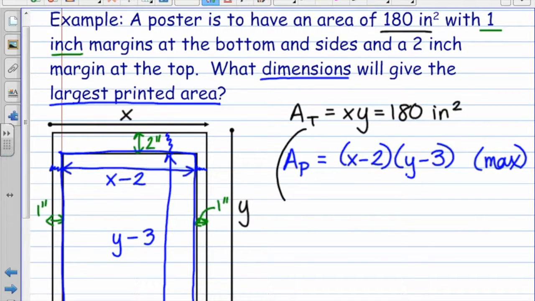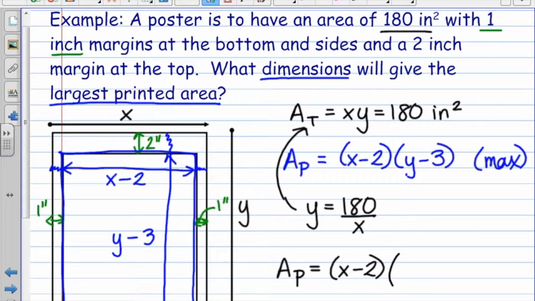So then the area of the printed portion is x minus 2 times y minus 3. And now my problem again is that I have two variables on one side, so I'm going to take that first equation and solve for y, so I get 180 over x equals y. I'm going to plug that into the area of the printed portion equation. So now I get the quantity x minus 2 times the quantity 180 over x minus 3.